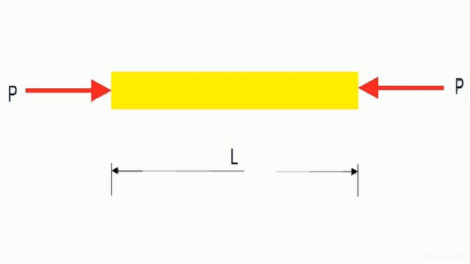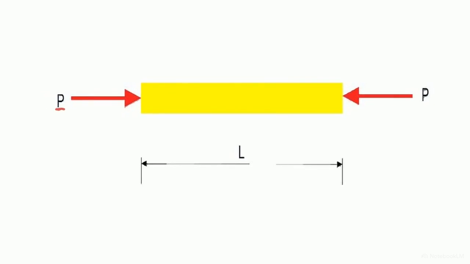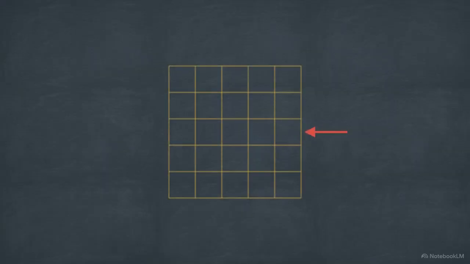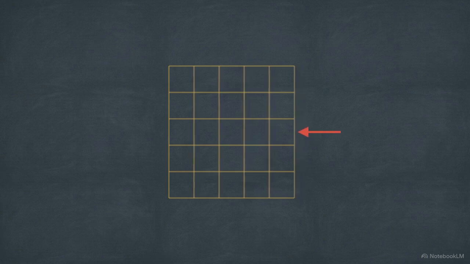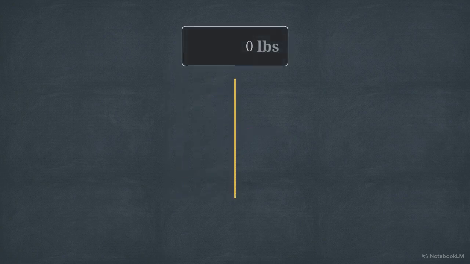Consider this standard engineering model, a uniform, straight column subjected to pure horizontal compressive forces, marked here by the red vectors, P. Standard linear finite element analysis operates on the assumption that a load only causes deformation along its direct line of action. If you push horizontally, the material should only compress horizontally.